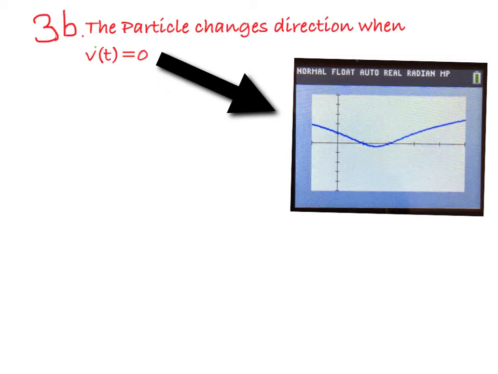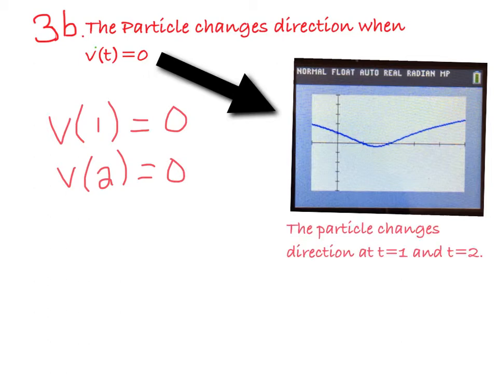Question 3b asks us to find all the times t in the open interval 0 through 5 at which the particle changes directions. Also, during which time in the interval 0 through 5 does the particle travel to the left. We know that the particle changes directions when v of t equals 0. If you look at the graph, you'll see that v of 1 and v of 2 equals 0. Therefore, the particle changes directions at t equals 1 and t equals 2.